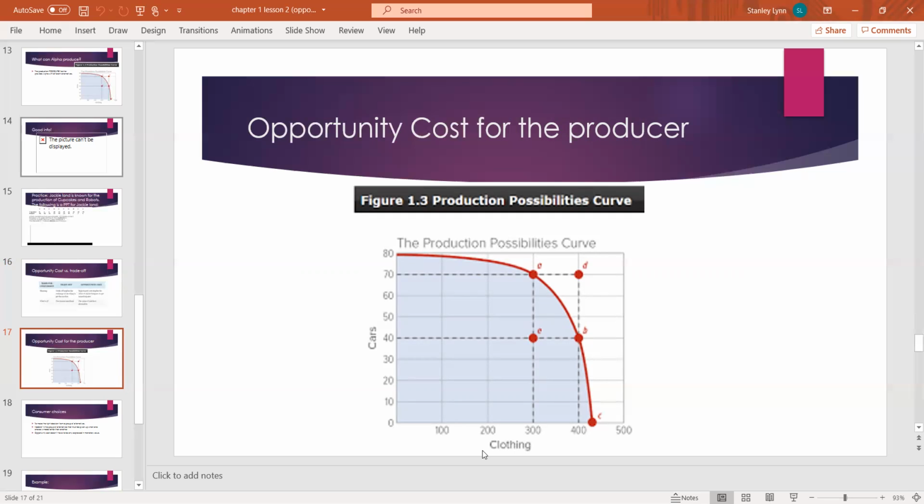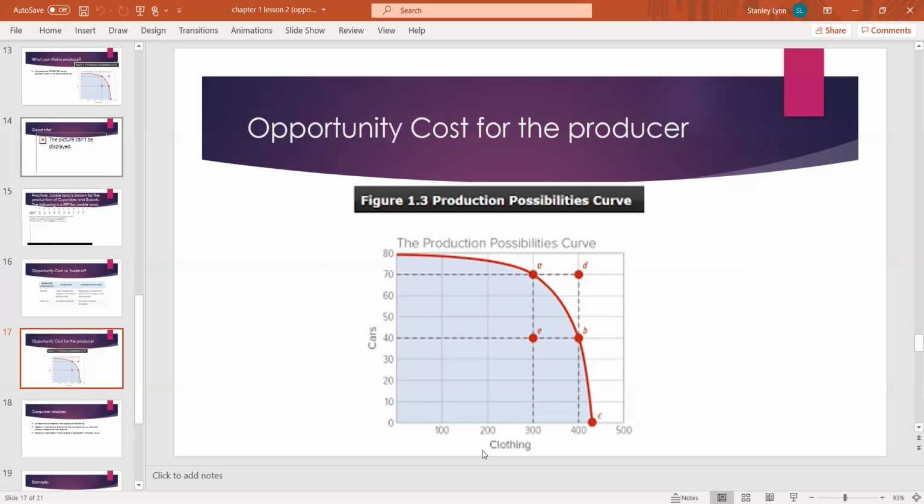The factor of opportunity cost, or how this opportunity cost factors into the PPC, the production possibilities curve, means that when we move along the curve, from point A to point B, we see that we're producing more of one good, but we're producing less of another. What do I mean? If you look at point A, we're producing 70 cars and 300 pieces of clothes. If we move on to point B, the production of cars has dropped from 70 units to 40 units, but what did we gain in return? In return, we produced more clothing. That means we're producing 400 pieces of clothes, whereas before we were producing 300.